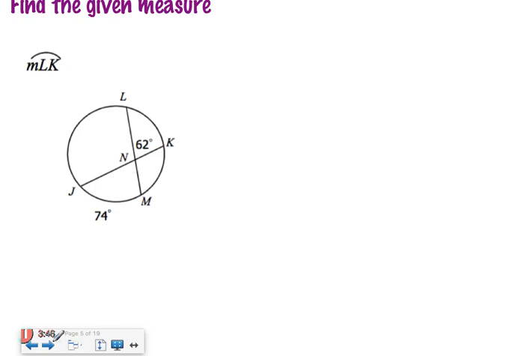Okay, now we have to work backwards to find an arc length. So we're looking for LK. So 62 times 2 minus 70. You guys are all right. Let's just write it out in equation form so we can all see it. If I call this x, I would have 62, that's your angle, equals (74 plus x) over 2.